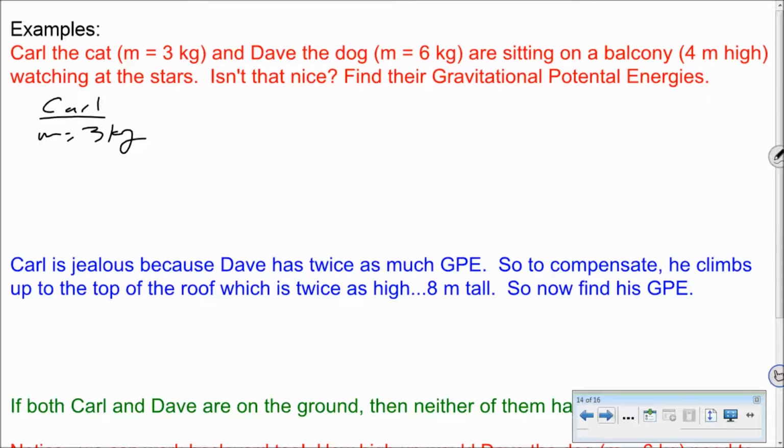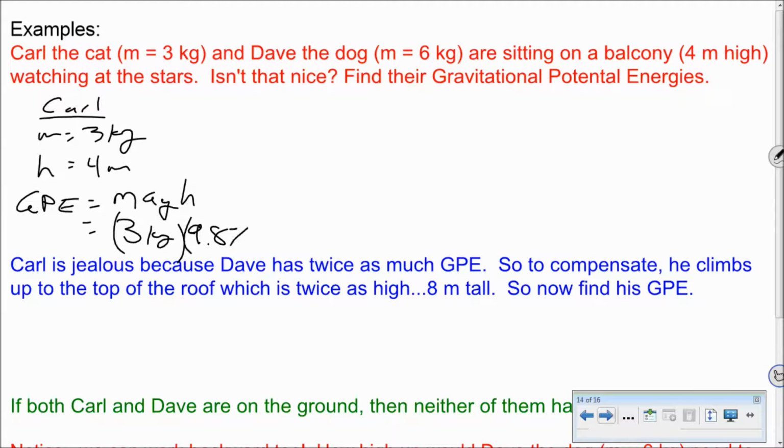All right, so Carl has a mass of 3 kilograms. He's sitting on a balcony 4 meters high watching the stars. So the height is 4 meters. We're going to calculate his GPE. That's mass times acceleration of gravity times height. His mass is 3 kilograms, the acceleration of gravity is 9.8 meters per second squared, remember to leave it positive, times the height, which is 4 meters.